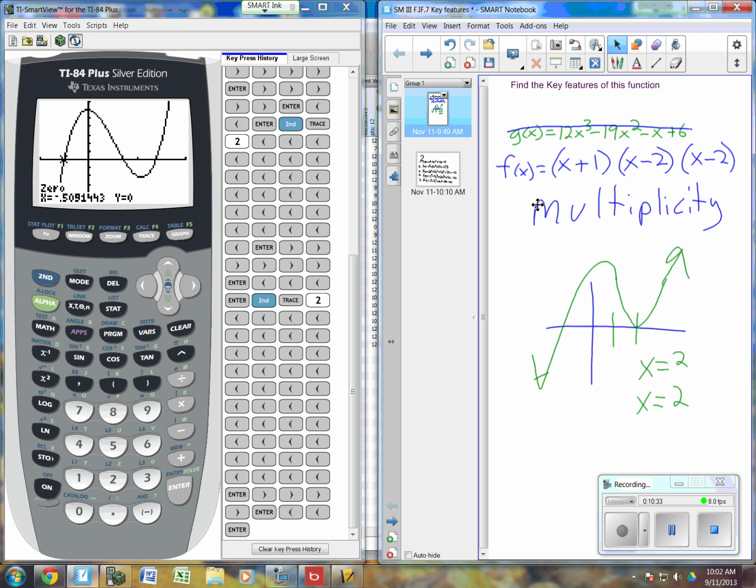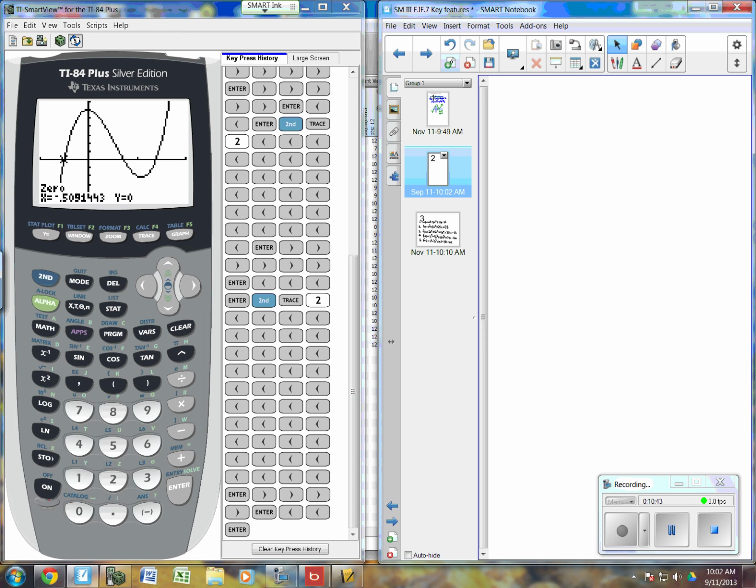So could you create a polynomial equation that had multiplicity 3? What would be an example of that, JD? What do you think? What would be an example of a polynomial equation with multiplicity 3? How could we come up with one? In other words, it has to have the same 0 3 times. In other words, it would have to have the same factor 3 times, right?